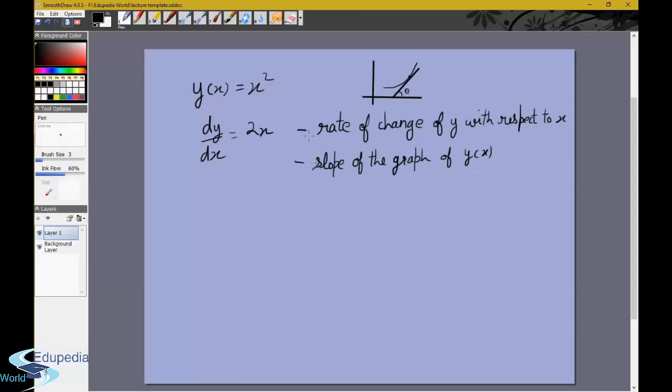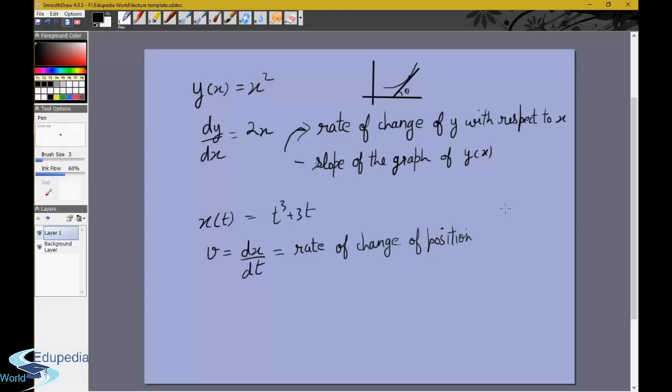Right now we'll focus on the algebraic point of view that says that the derivative of y with respect to x is the rate of change of y with respect to x. We've already seen examples of this before in 11th class physics, where we noted that if x is a function of time, let's say t cube plus 3t, v will be dx by dt, which is the rate of change of position. Here is x with respect to t, and x is the position. So rate of change of position with respect to time.